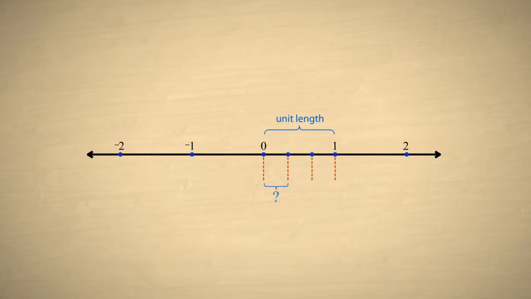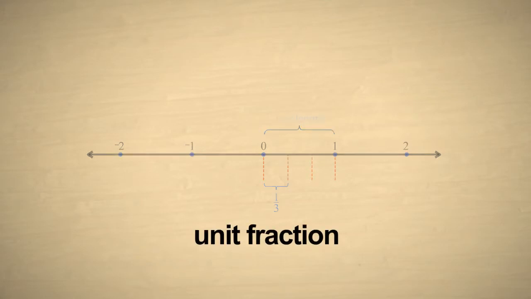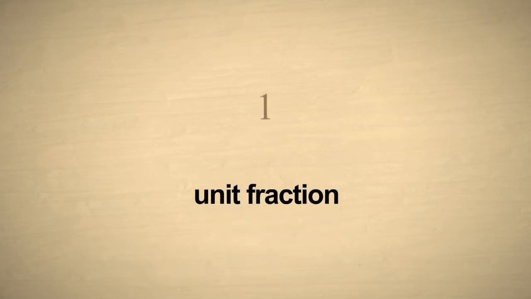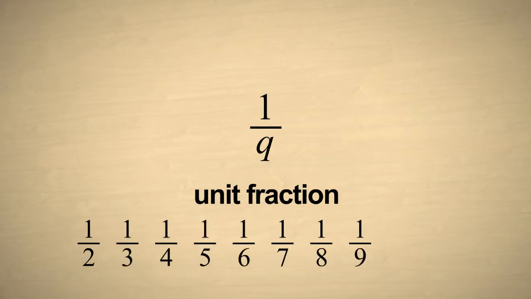To solve this problem, ancient people as long ago as the Bronze Age came up with the concept of a fraction. Historically, the earliest fractions were unit fractions. A unit fraction is a very simple type of fraction. Unit fractions are written as 1 over any natural number called the denominator. We will represent this number with the letter Q. Examples of unit fractions are 1/2, 1/3, 1/4, and so on.